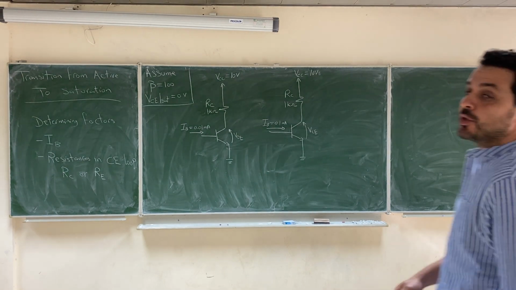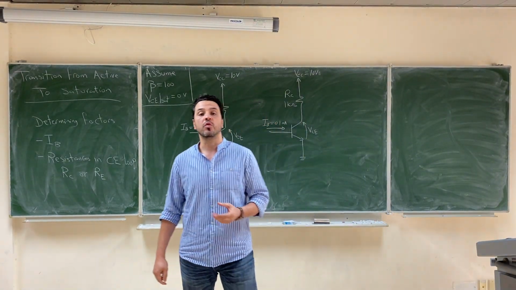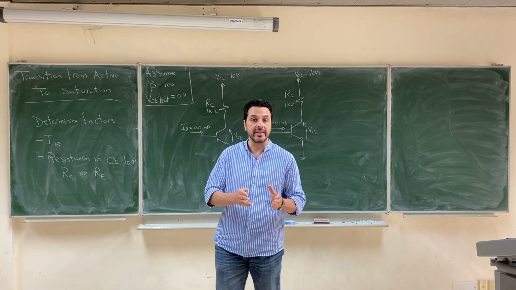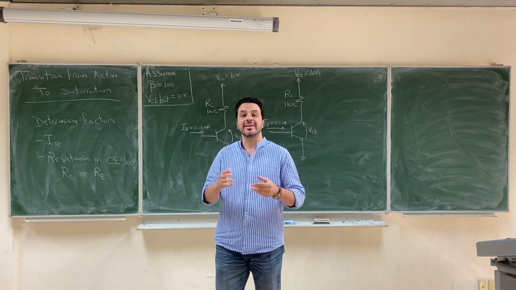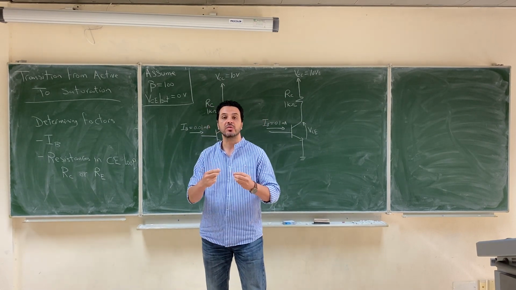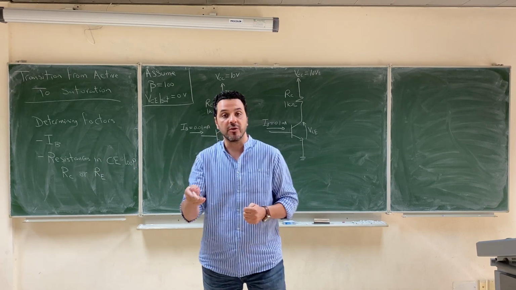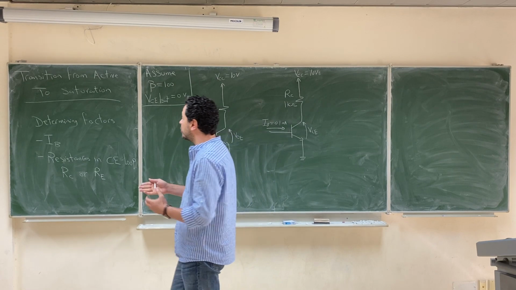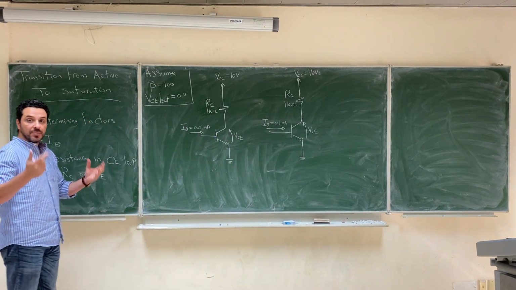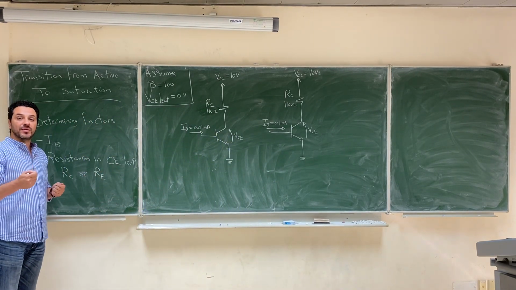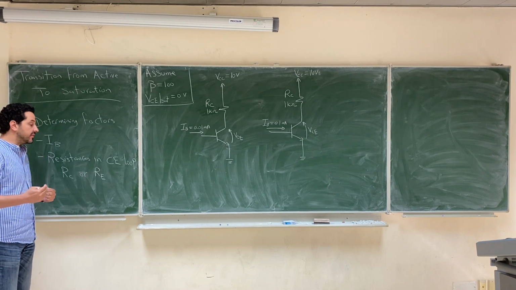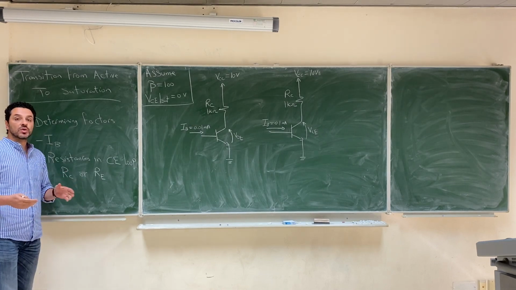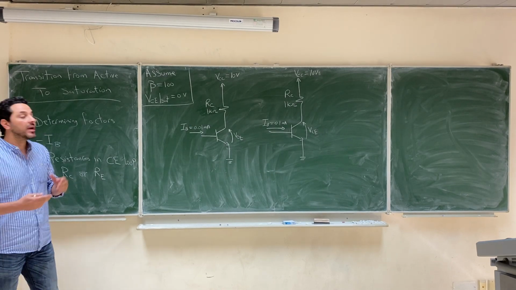In this video, we are going to gain an understanding of why a bipolar junction transistor moves from being active to saturation, and what are the determining factors that make the transistor move from the active region to the saturation region. We'll see in this video that the important factors that affect the movement of the transistor from the active region to the saturation region are the base current and the resistors in the collector emitter loop.